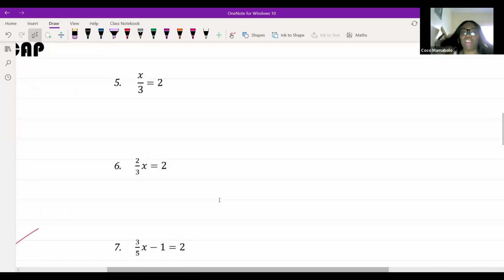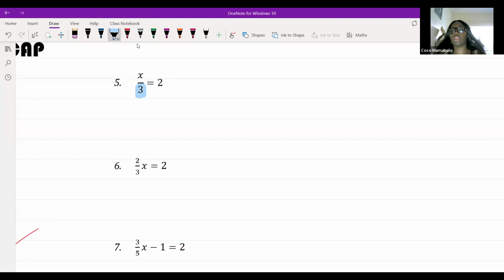Let's go to number 5 over here. Now, I know that the thing that's bothering me is actually the divide by 3. So in order for me to get rid of the divide by 3, I need to multiply by 3. Multiply by 3. Divided by 3 times 3 will give me 1x, or just x. So x is equal to 6. Again, 1 mark there.